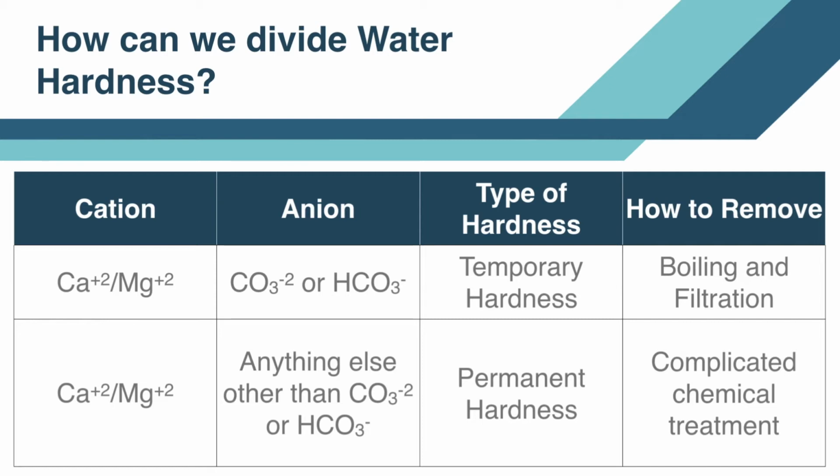So by now you can easily identify which salt will give you temporary hardness and which salt will give you permanent hardness just by focusing on the anionic part present in your salt. Anionic part carbonate or bicarbonate, it's temporary. Anionic part something else other than carbonate and bicarbonate is called permanent hardness.